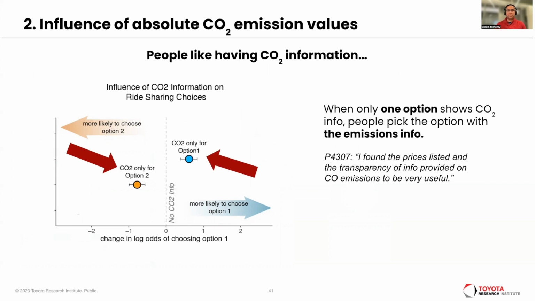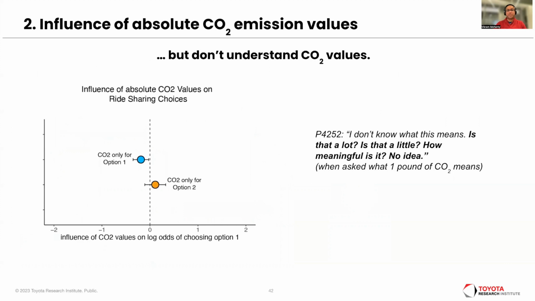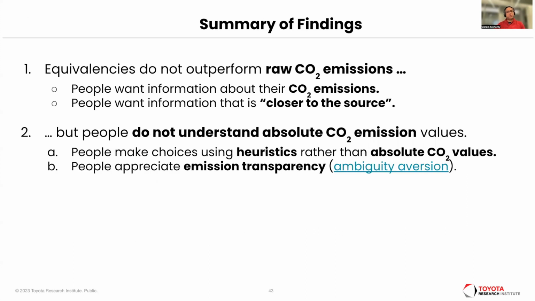So people liked having CO2 information, but they don't really understand the CO2 values, as we did not see any effect for the magnitude of the emission values, like whether people were drawing any kind of mental threshold on these emission values. We didn't see any of that. When asked what a pound of CO2 means, we received a lot of I don't know and gibberish responses. So to summarize, while raw CO2 emissions are effective, people don't really understand absolute numbers and would rather use relative comparisons for making their decisions.